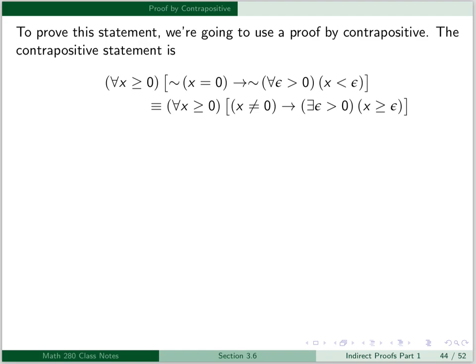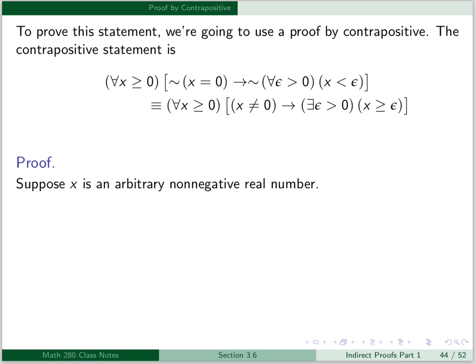Now the negation of x is equal to 0 is just x is not equal to 0. The negation of for all epsilon greater than 0, x is less than epsilon is going to be the existential statement: there exists an epsilon greater than 0 such that x is greater than or equal to epsilon.